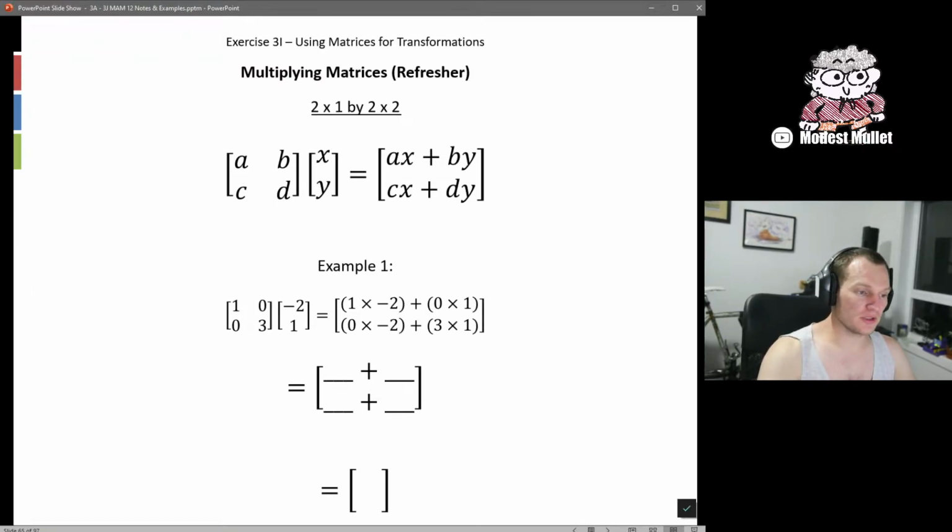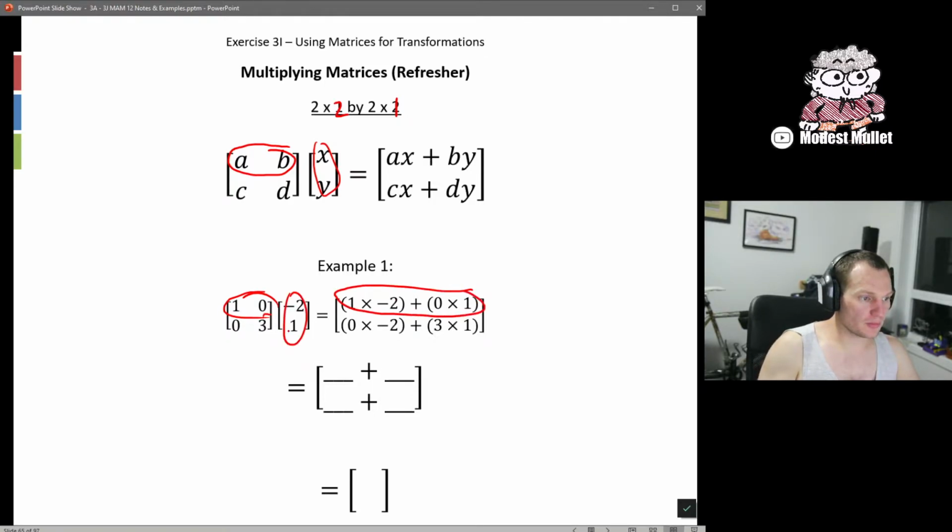Okay, so a really quick refresher on some matrix operations. In matrix multiplication, we can multiply a 2 by 2 by a 2 by 1, but not the other way around. We just need to remember that we're taking the rows of the first matrix and multiplying by the columns of the second matrix. So a quick example here, we have 1, 0, 0, 3, and so on. This top bit here is the first row multiplied by the first column, and then this is taking the second row multiplied by the first column, and then it's just simplifying from there on.